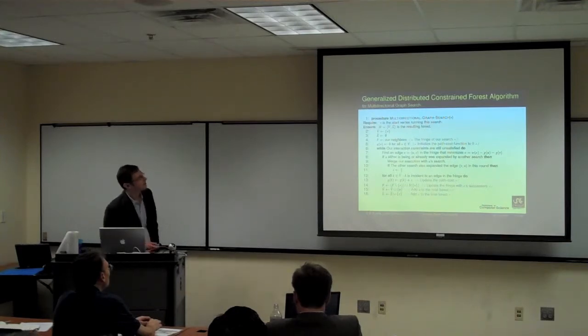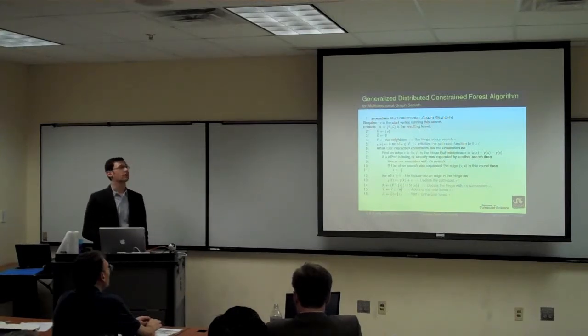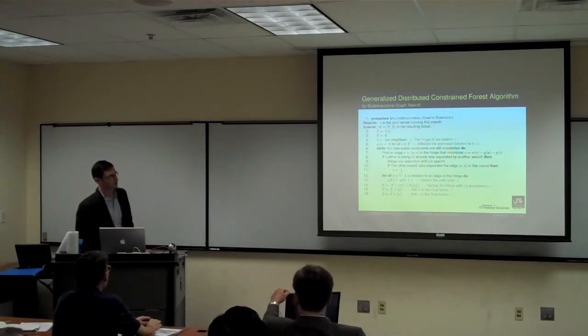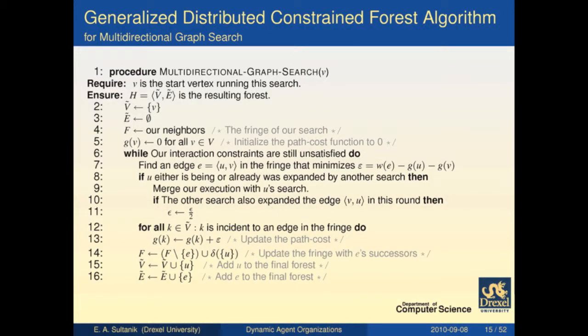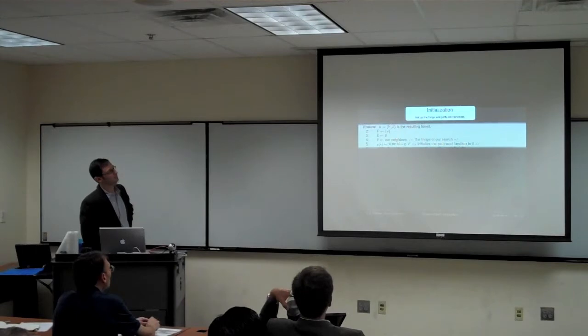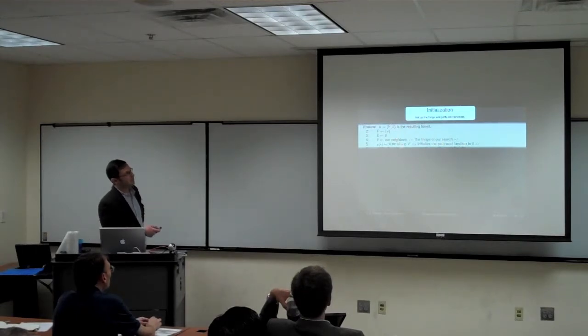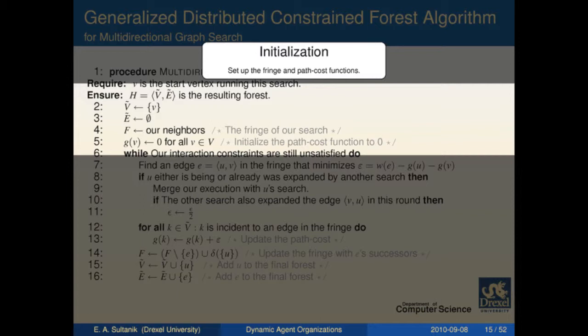Well, it turns out that we can solve all of those challenges. And this is the general algorithm on which this distributed multi-agent organization framework is based. And I call it the generalized distributed constraint forest algorithm for multidirectional graph search. Now I realize this is a little bit of an eye chart, so I'm going to break it down for you. This is really basically like classical search. Here, we are just initializing the fringe and initializing all of the, for example, the path cost function is initialized to 0, just like in regular graph search.